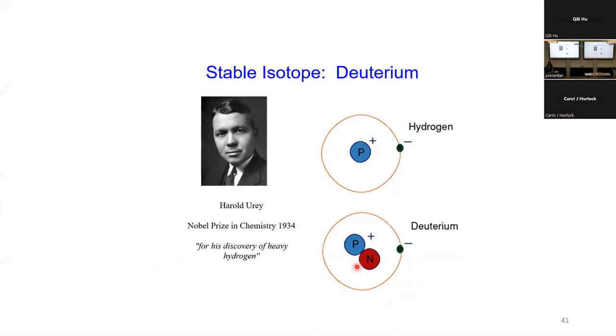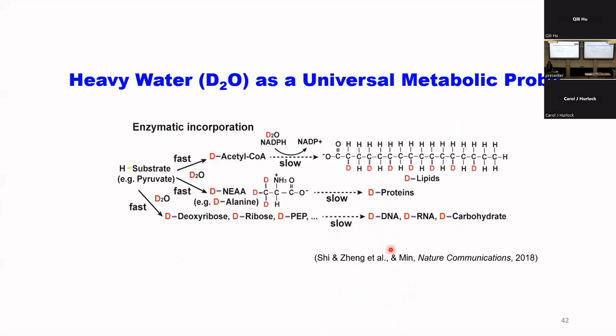It has an extra neutron inside. So this atom is heavier than hydrogen. What happens when a heavier hydrogen is plugged into a newly synthesized molecule? D2O is the heavy water molecule.